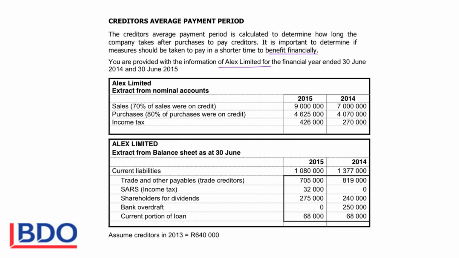There's an extract from the nominal account section. We buy goods from creditors, so that means that we are interested in the purchases figure, and creditors are the people that we owe money to, so that means we are interested in the creditors figure, the money that we owe for purchases.